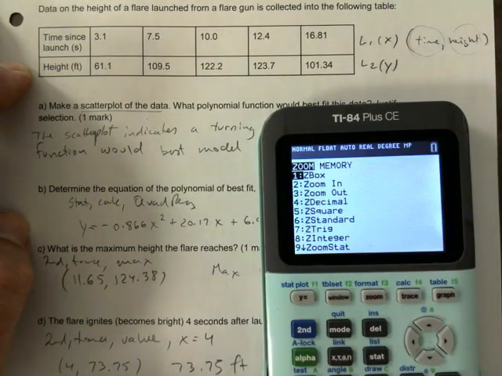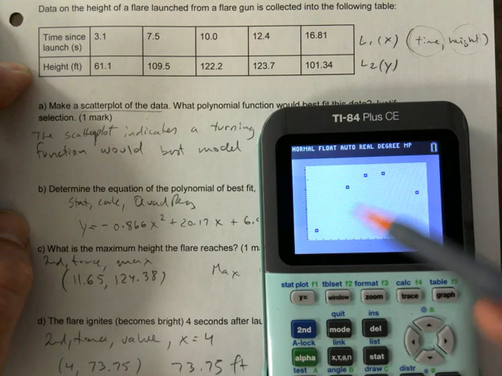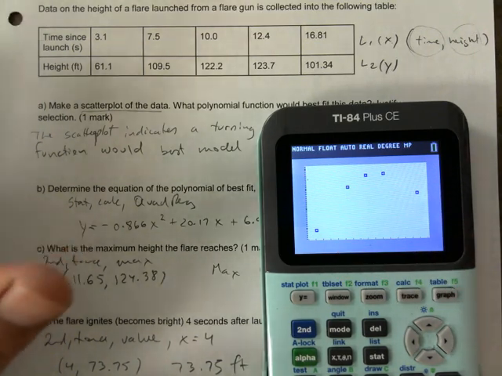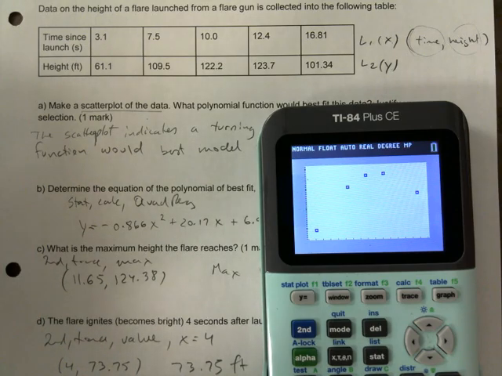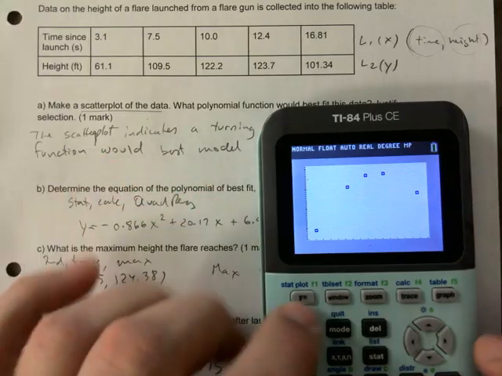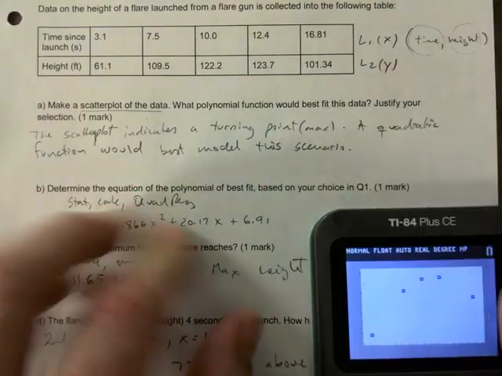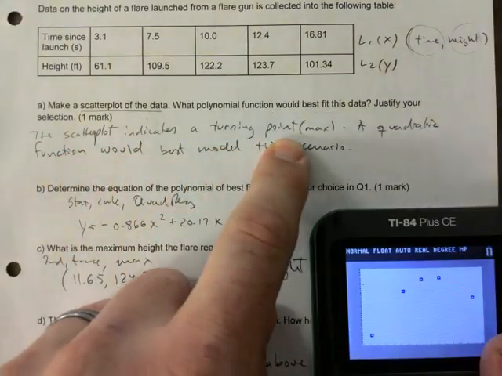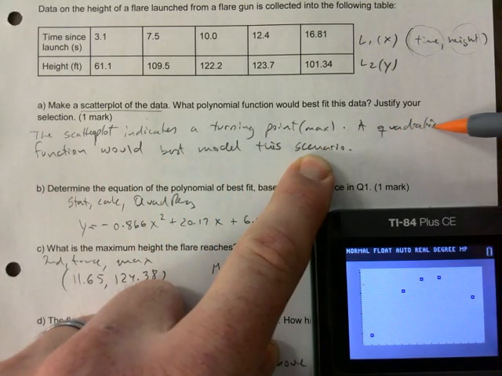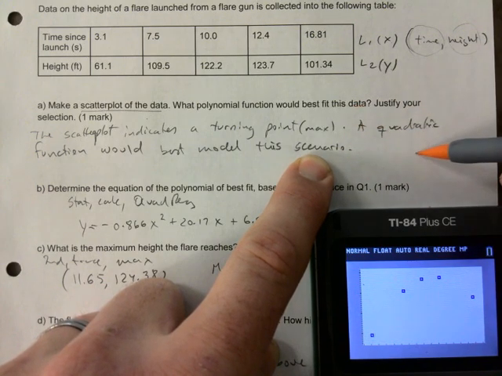First you go Zoom 9, and that's what I would recommend, right? You get your scatter plot. You can tell this is a quadratic, not just because of the scatter plot, also the context, right? You're throwing something up, coming back down. So there we go. And then you justify that. Scatter plot indicates a turning point, a max, a quadratic function would best model the scenario, or something along this line here.